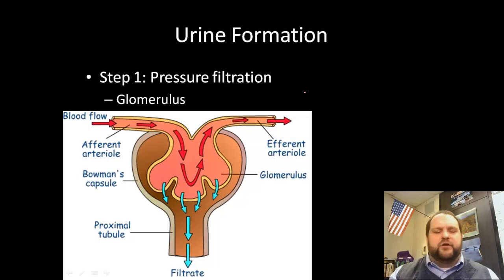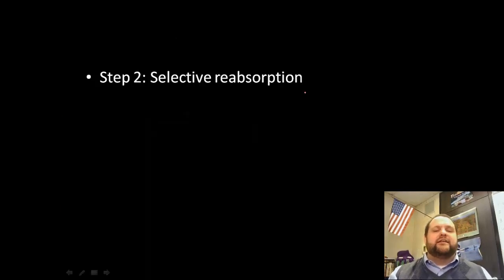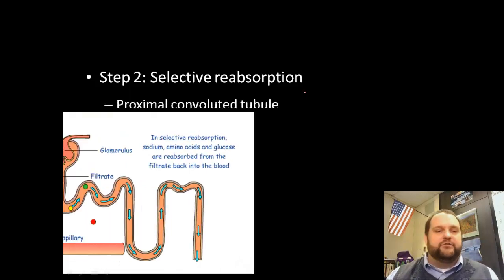The second part of urine formation after that is selective reabsorption. So our pressure filtration is not amazing. It doesn't do a good job of picking out exactly what should be filtered and what shouldn't. It's just going to filter anything. Anything and everything that's small. Well, there's a lot of stuff in our blood that's small that we want to keep, like minerals and sugar, glucose, stuff like that. So in step 2, we're actually going to reabsorb some of that stuff we don't want to get rid of.